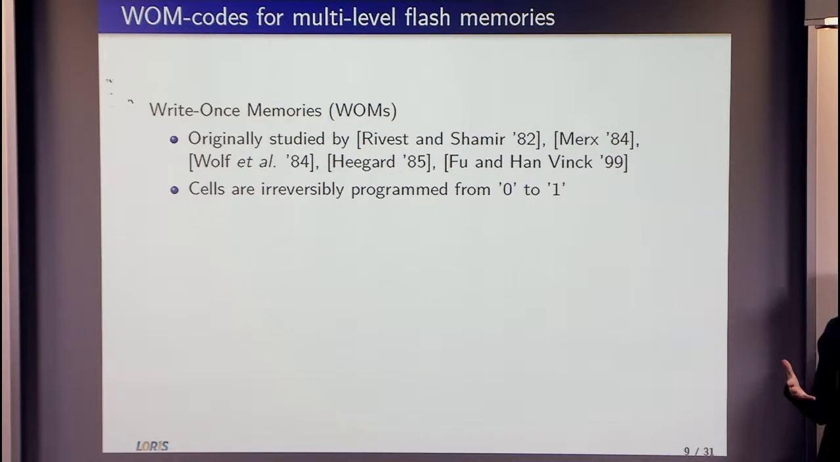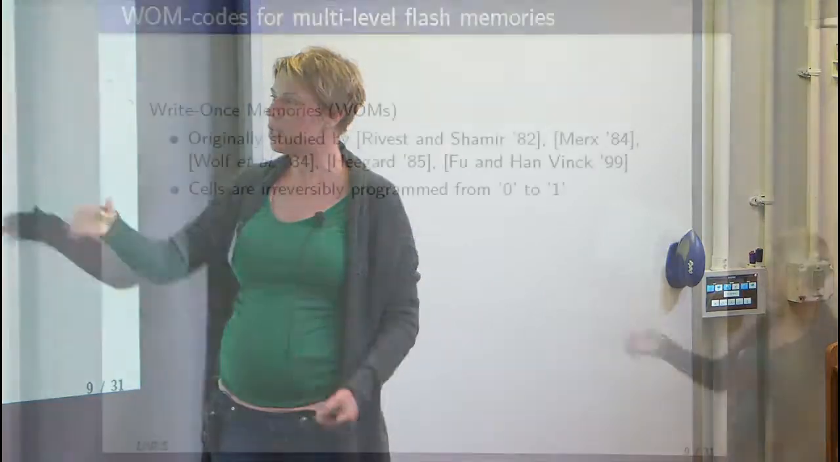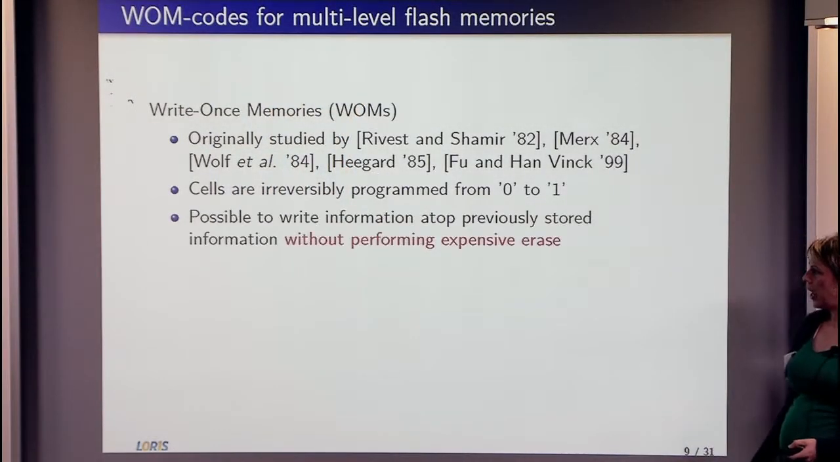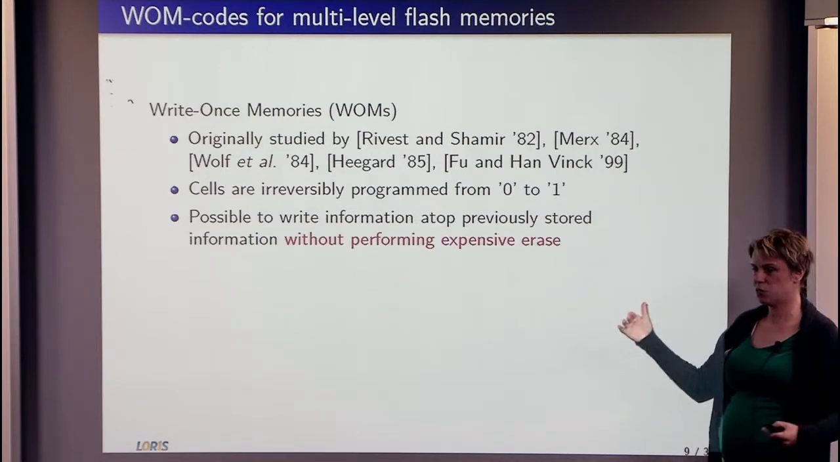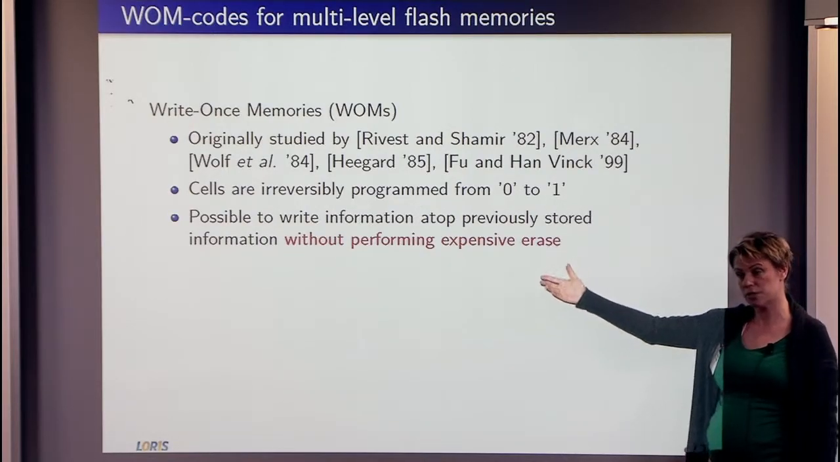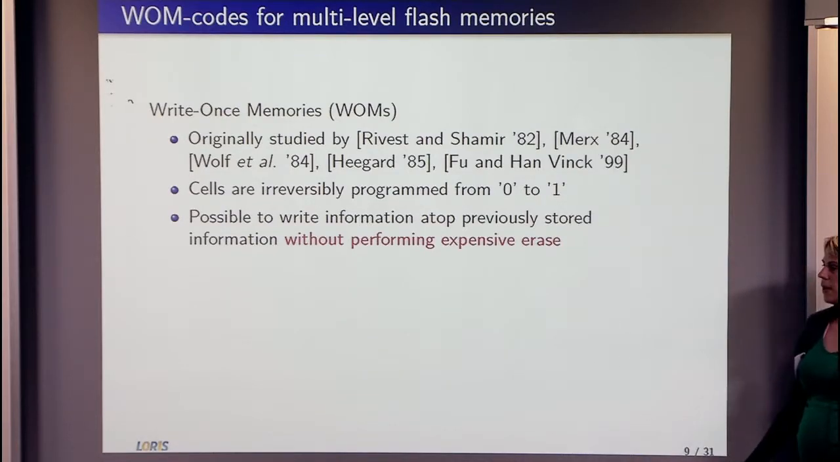Think of a punch card. You punch the card. Once you punch it, you can't unpunch it. But even when you punch it, the unpunched positions, you can still keep punching, and that's how you can store more data. So what this means, if you think of it as a cell, is that cells are irreversibly programmed from 0 to 1. And that means that if we invoke some kind of coding mechanism, we can write additional information on top of previously stored information if we can combine some new coding techniques.